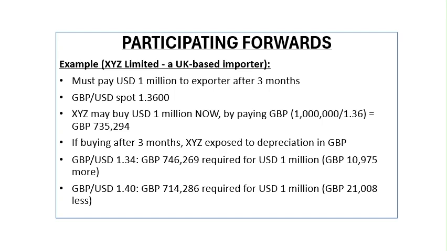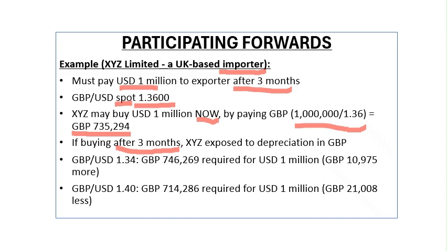Let's say XYZ Limited is a UK-based importer. XYZ needs to pay US $1 million to the exporter after 3 months. The current GBP USD rate is 1.3600. If XYZ buys USD 1 million now, it will have to spend GBP 1 million divided by 1.36, which is equal to GBP 735294. However, XYZ wants to buy US $1 million after 1 month, not now.